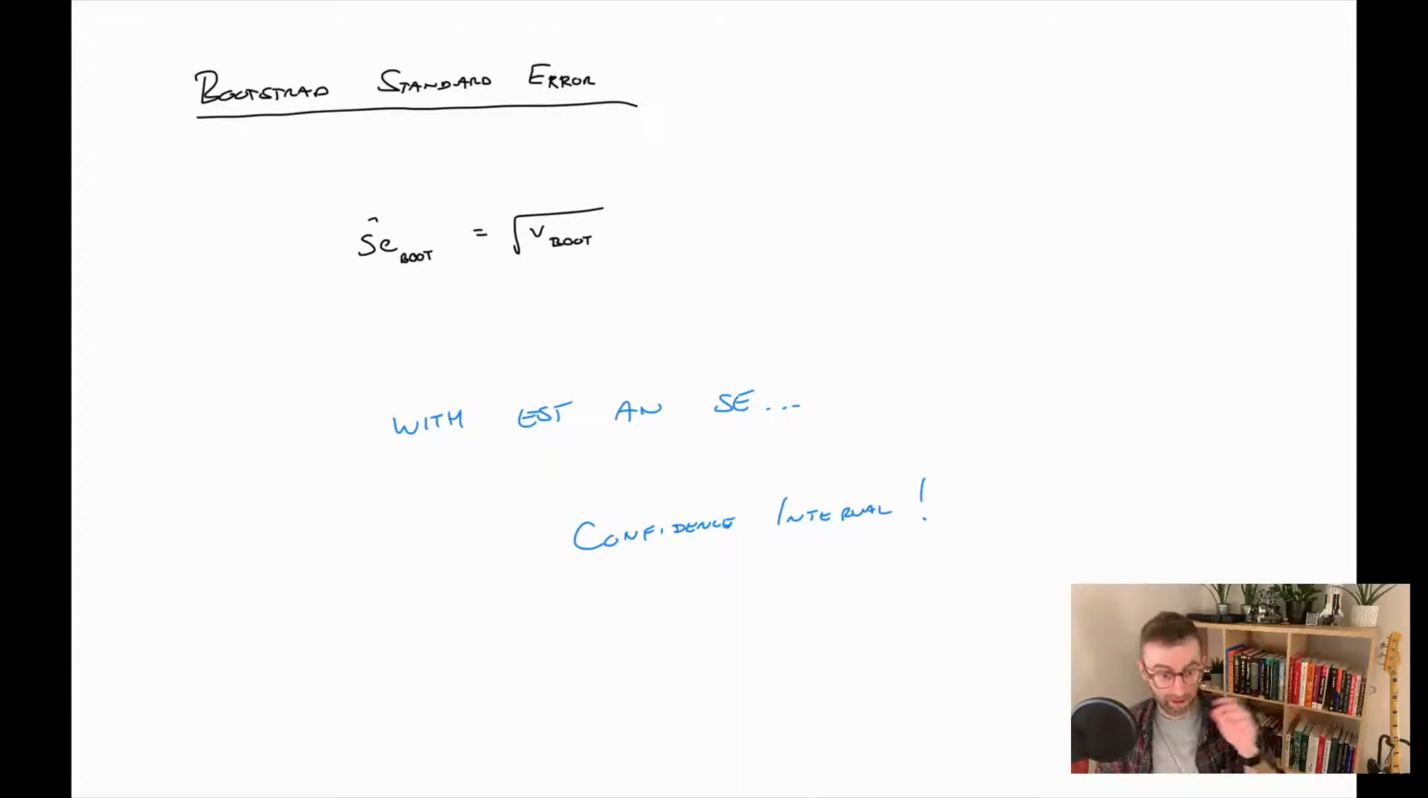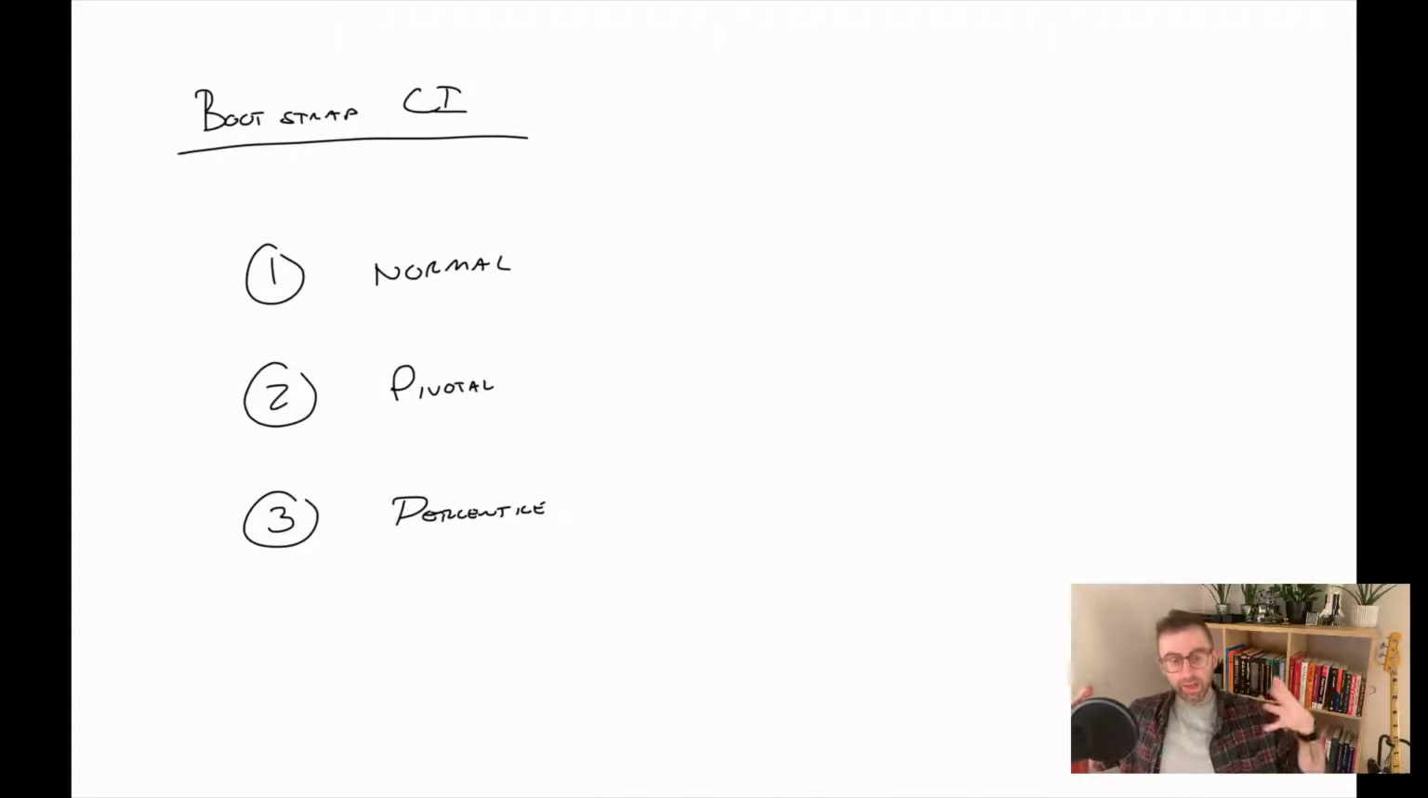I should stick to writing math, not words. Okay, so that's one of the big uses of the Bootstrap. While you could generically think of it as a way to estimate the sampling distribution, really one of its biggest uses is making confidence intervals. And there are many ways to do this.